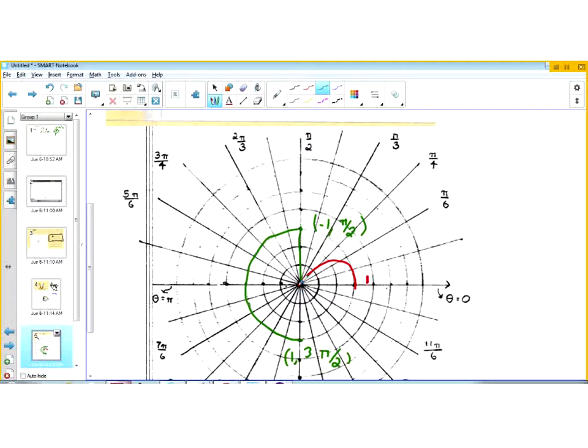Okay, and so this would be the destination point. So you start where you left off, and then you would do this. You would connect the points like that, because you only work with positive distances in the polar plane, in polar graphs, okay? So that's a rule of thumb right there.